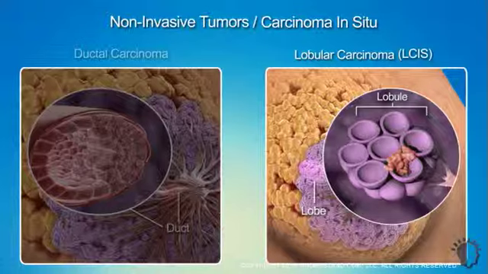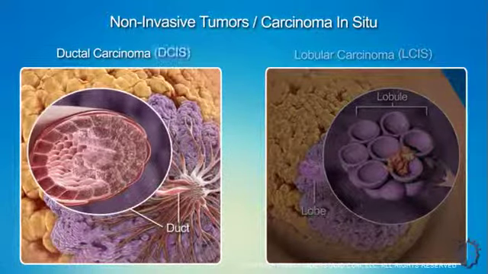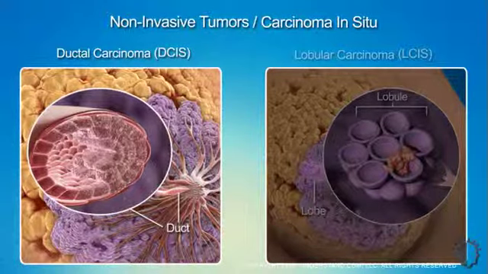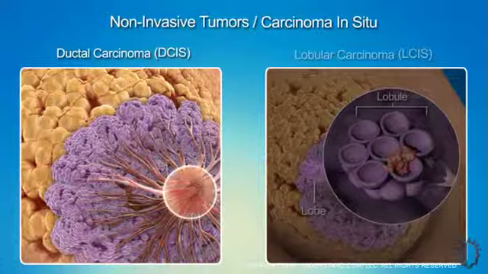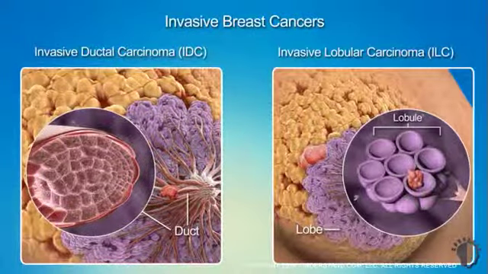Although LCIS has the word carcinoma in it, it has a low risk of progressing to invasive disease. It's commonly thought of as a risk factor for developing breast cancer, and the risk can be in either breast. Ductal carcinoma in situ, DCIS, carries a much higher risk and, if untreated, could become an invasive form of cancer. A rare form of DCIS called Paget's disease involves the ductal tissue beneath the nipple and areola. Invasive breast cancers spread from their origin into other breast tissue and possibly to other parts of the body.